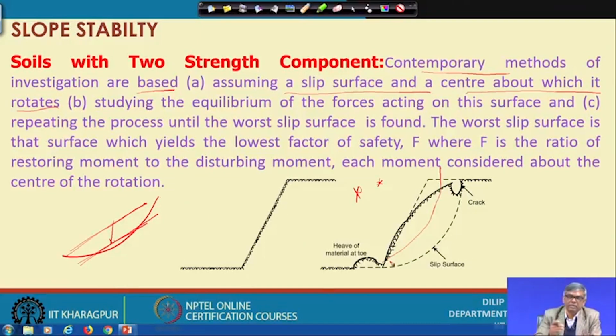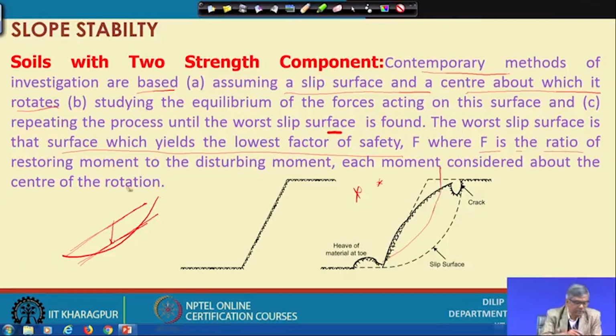That is the conventional way of doing slope stability analysis, and the procedure is repeated until we get the critical slip surface. The worst slip surface is the one that yields the lowest factor of safety. That means the slip surface will be critical when the factor of safety becomes minimum.